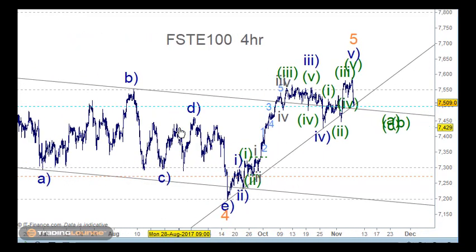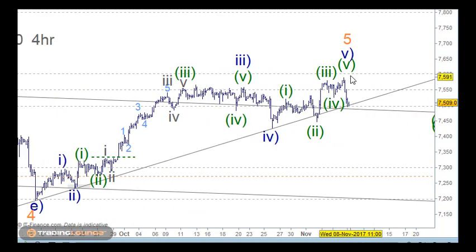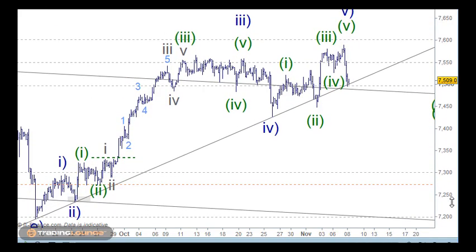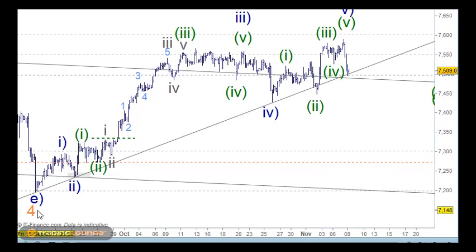It hasn't, it sort of has in a way, but it hasn't. So it's still that 7,600, so it's still lower here. But what I wanted to point out here is that from this, not that it needs to make a new high above 76, it just needs to have 5 waves in it.